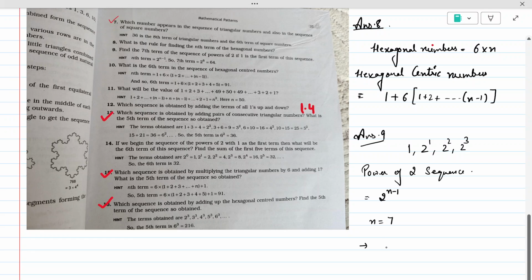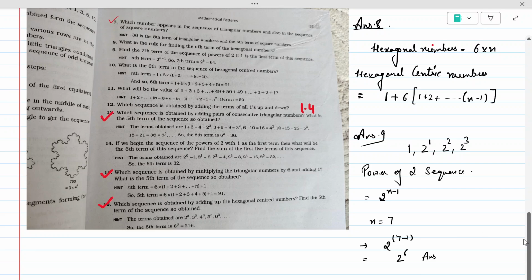That means we have to derive 2 raised to the power 7 minus 1, that is 2 raised to the power 6 is the answer. Okay, I hope this is clear. What we are supposed to do is, we are given that the first number is 1 and then that is a power of 2 starting from here. So this is nothing but the power of 2 sequence, and we have to derive the nth term, which is 7. So n is equal to 7 and the formula is 2 raised to the power n minus 1. So we are using this formula and we have got this answer.